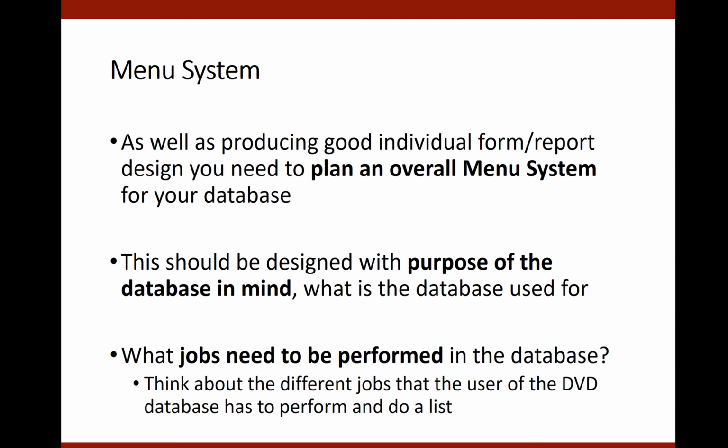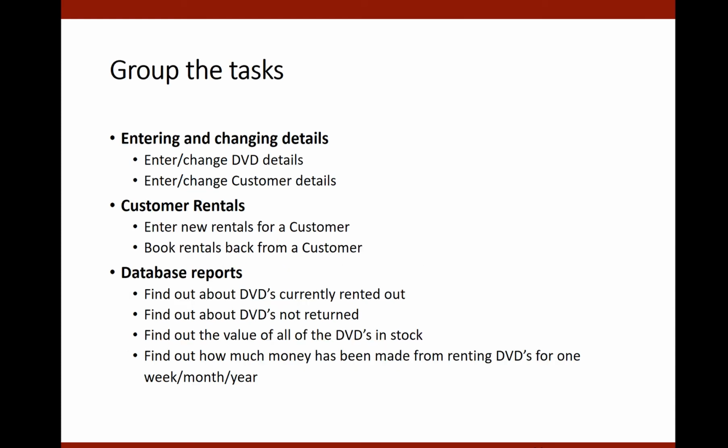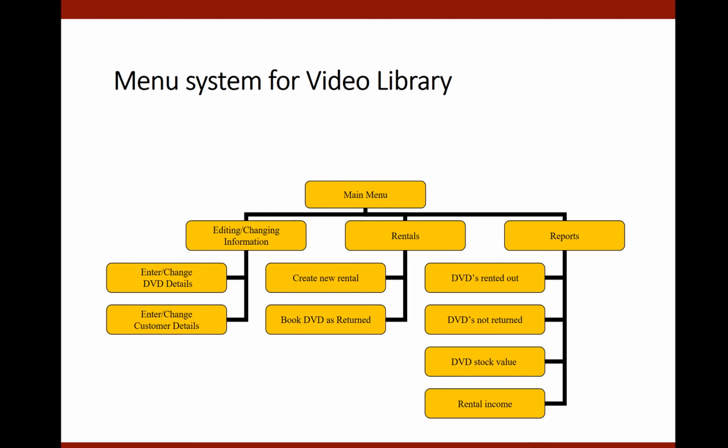So again, it's very important that we have a menu system. The menu system is very important because it helps us plan where we start and where we go from there. Depending on the purpose, you can identify all the tasks that you want your end user to go through or your system to perform. Based on those tasks, you can put them into themes, and then every theme is in a group, basically. And then you can create buttons for them. So this is an example of a hierarchy or a menu system.